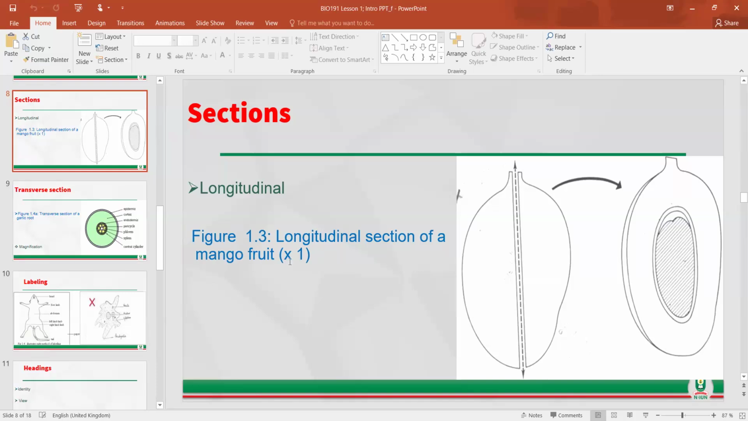Okay, I won't fail to talk about magnification here. Longitudinal section of a mango fruit times 1, meaning magnification. And magnification simply means how big the fruit is compared with how big your drawing is. Are they of the same size, times 1? Bigger than the drawing, twice, half, times 2, times half, as the case may be.